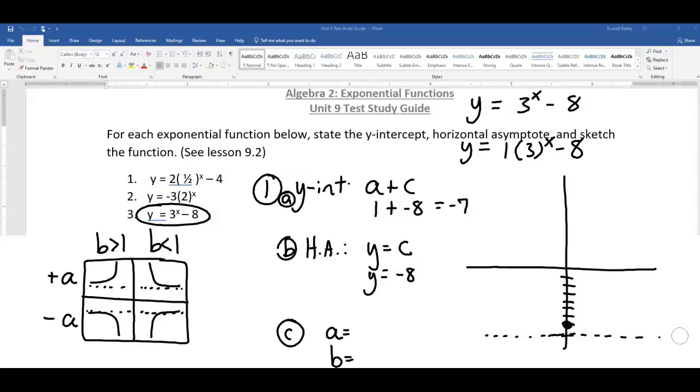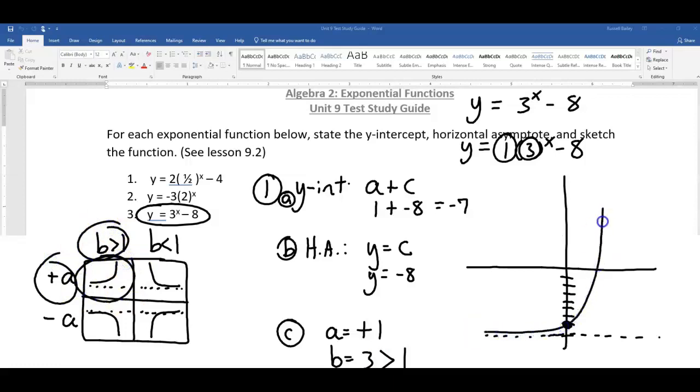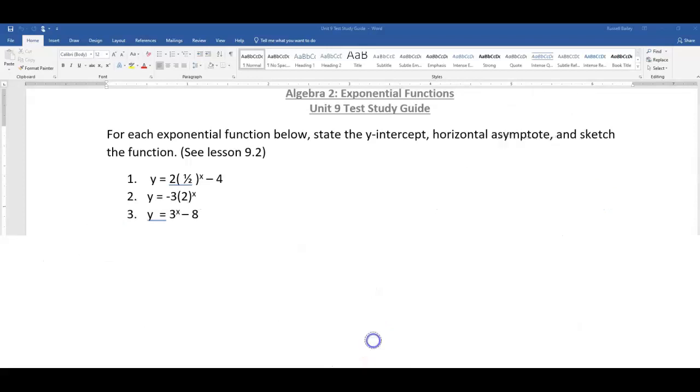My a value is positive. My b value is greater than 1. So with a positive a and b greater than 1, we have this shape. All right. So that's graphing exponential functions. Let's move on to our next problem.